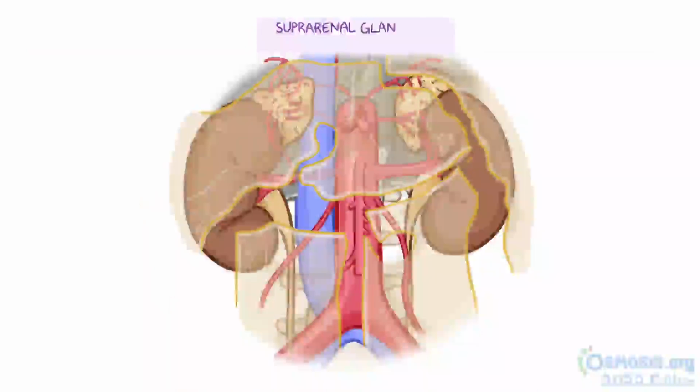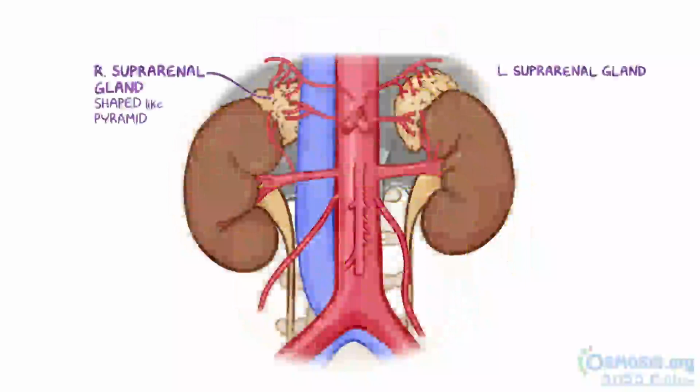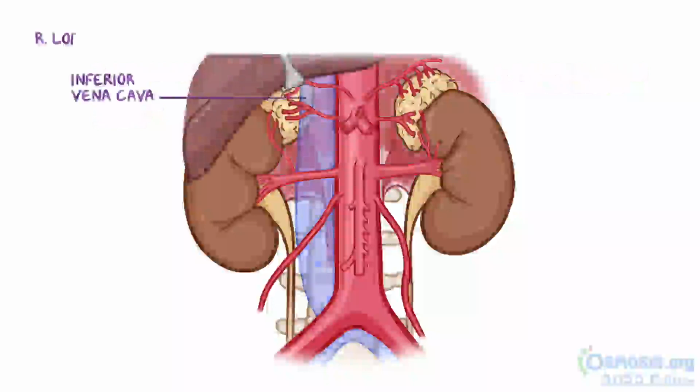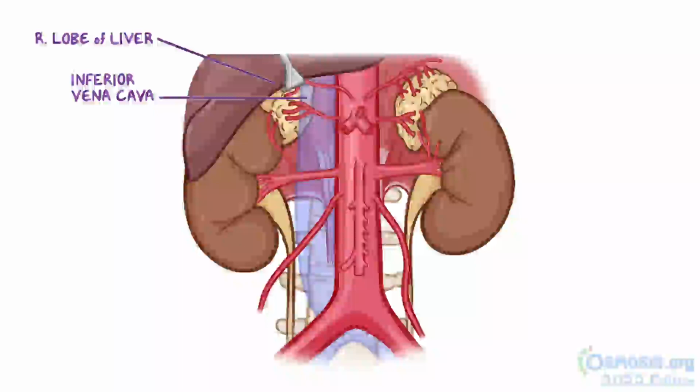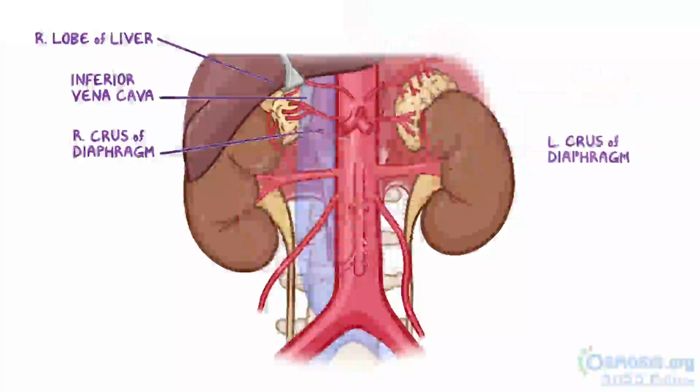Now, the suprarenal glands are retroperitoneal organs. The right suprarenal gland is shaped like a pyramid, while the left suprarenal gland is more semilunar in shape. The suprarenal glands are closely related to a couple of other structures within the abdomen. Both the inferior vena cava and the right lobe of the liver lie anterior to the right suprarenal gland, while the right crus of the diaphragm lies posteriorly. The stomach, the pancreas, and the spleen lie anterior to the left suprarenal gland, while the left crus of the diaphragm lies posteriorly.